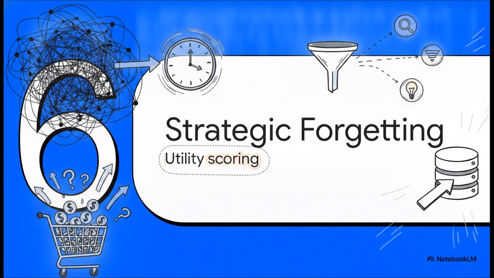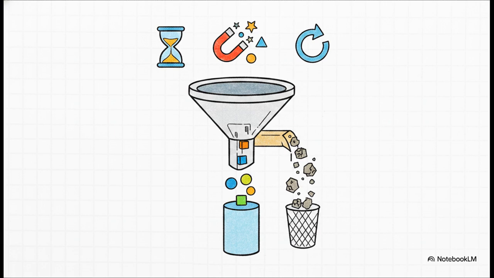Which brings us to our final stop, Section 6, Strategic Forgetting. We're facing a bit of a paradox here, folks. Boundless memory is actually a massive liability for an AI agent. Think about it. If you store absolutely everything forever, retrieval speed plummets, and your costs, they just skyrocket. We literally have to implement selective forgetting.